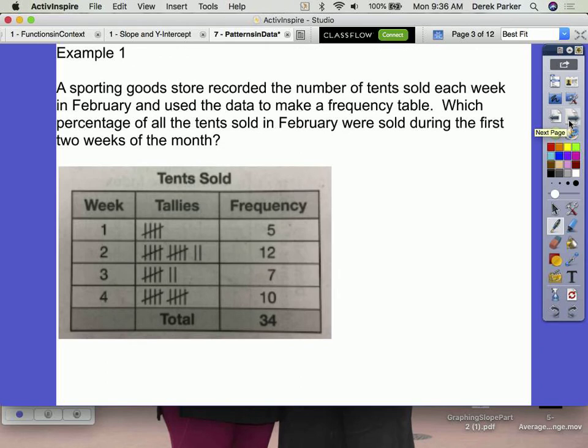Example 1. A sporting goods store recorded the number of tents sold each week in February and used the data to make a frequency table, which you can see below. Which percentage of all the tents sold in February were sold during the first 2 weeks of the month? So, this is real easy.